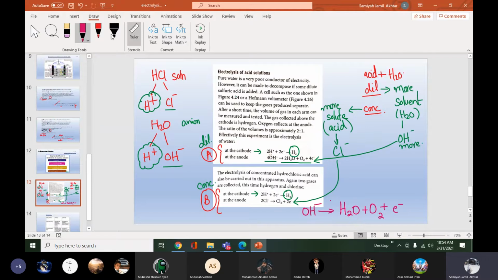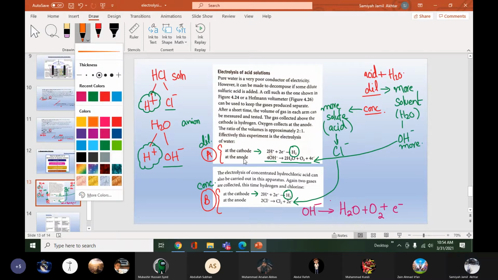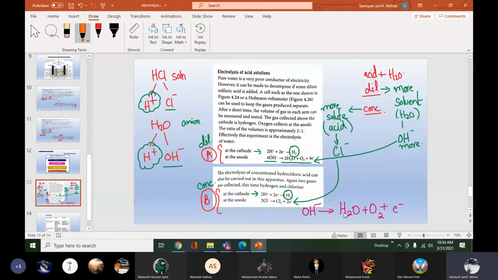When we balance it, see, hydrogens are 2 here, 2 hydrogens, and here hydrogen ion is 1. So we can write 2 here to balance, but still oxygen is unbalanced, because how many oxygens are there on the product side?